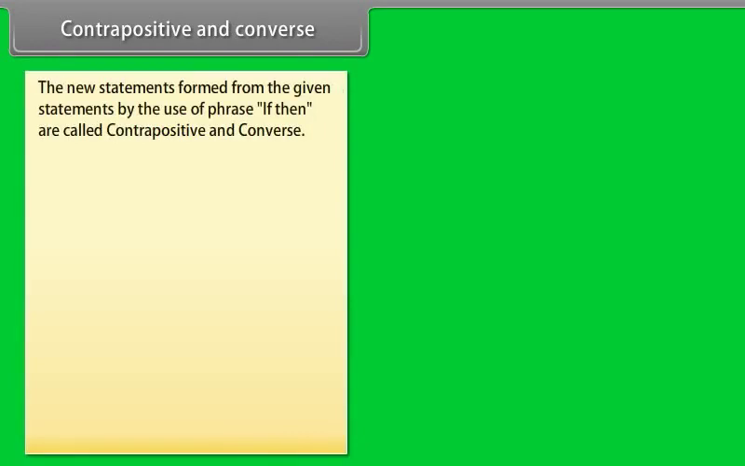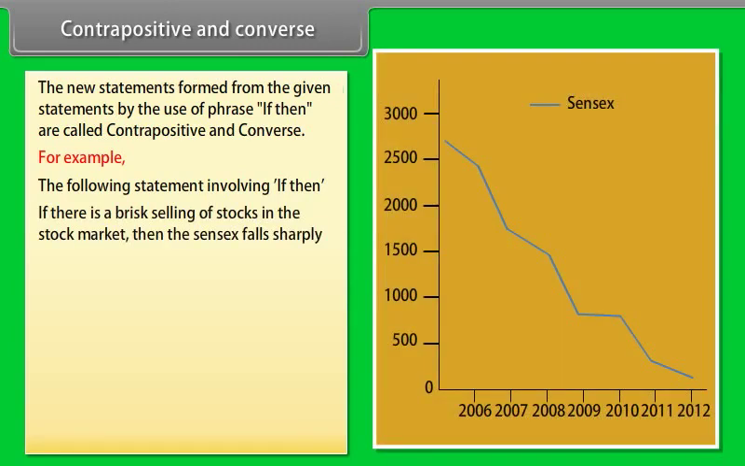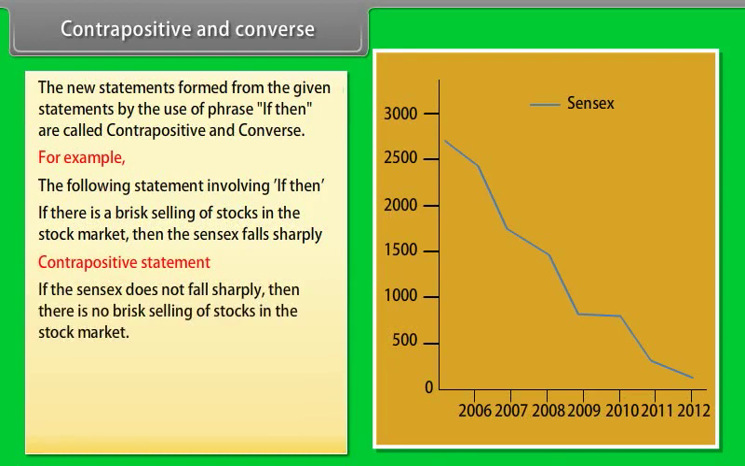Contrapositive and converse. The new statements formed from the given statements by the use of the phrase if-then are called contrapositive and converse. For example, the following statement involving if-then: If there is a brisk selling of stocks in the stock market, then the Sensex falls sharply. The contrapositive of the statement is: if the Sensex does not fall sharply, then there is no brisk selling of stocks in the stock market.